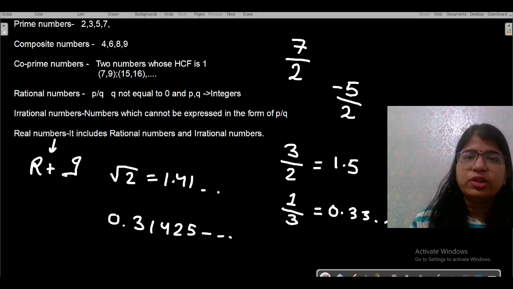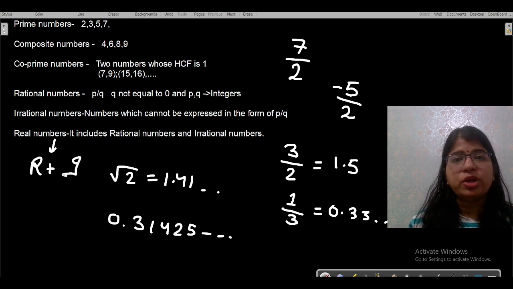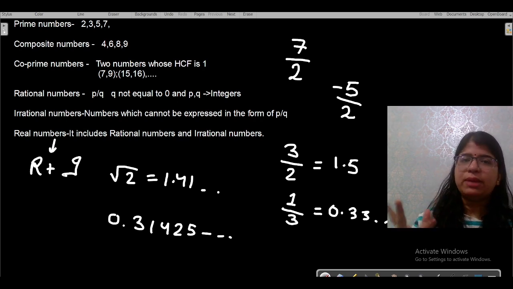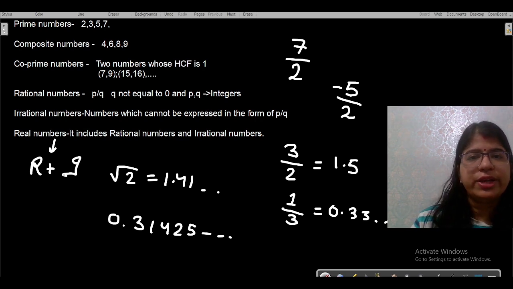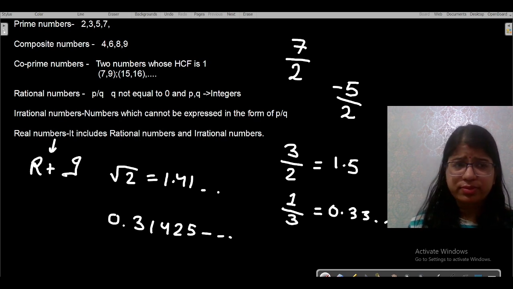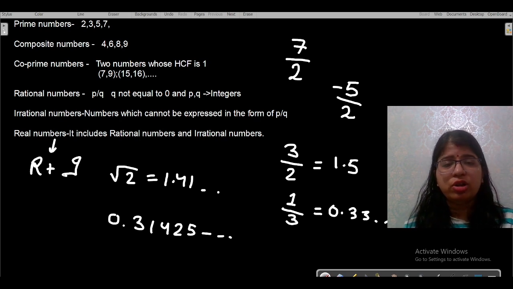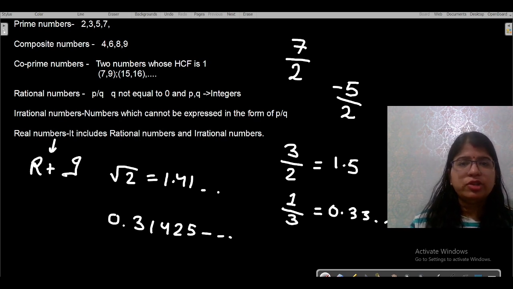If I ask you what is the definition of composite numbers, you will say numbers having more than 2 factors are composite numbers. And what are prime numbers? Numbers having only 2 factors are called prime numbers, or which are divisible by only 1 and itself are called prime numbers. So you can see that all the concepts are very clear, and once you are given an example, we can easily understand it more nicely.